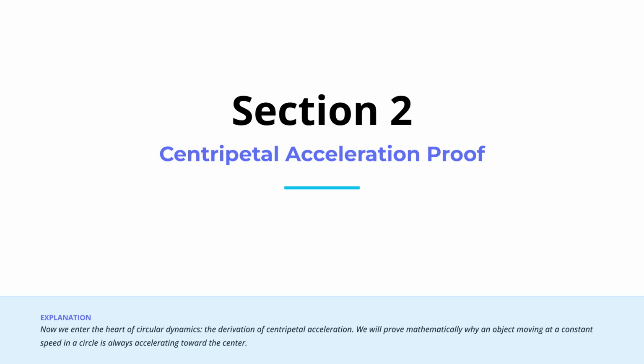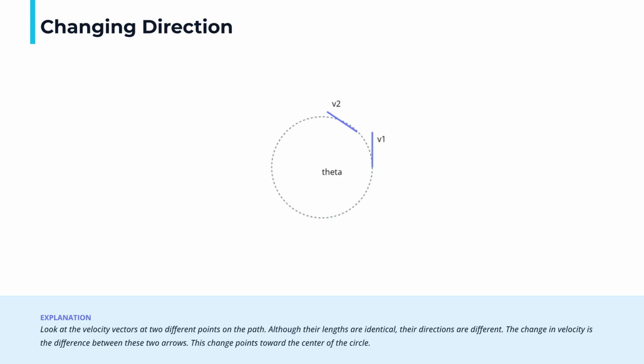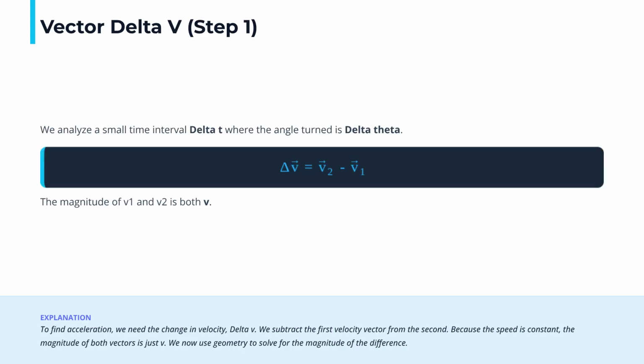Now we enter the heart of circular dynamics, the derivation of centripetal acceleration. We will prove mathematically why an object moving at a constant speed in a circle is always accelerating toward the center. Look at the velocity vectors at 2 points. Although their lengths are identical, their directions are different. The change in velocity is the difference between these two arrows, and this change points toward the center of the circle.